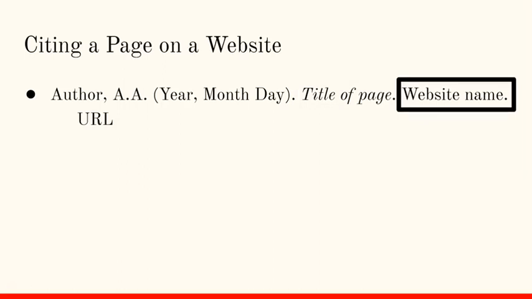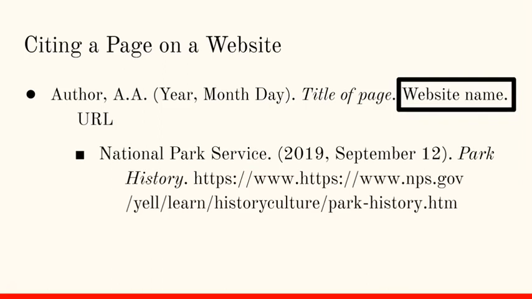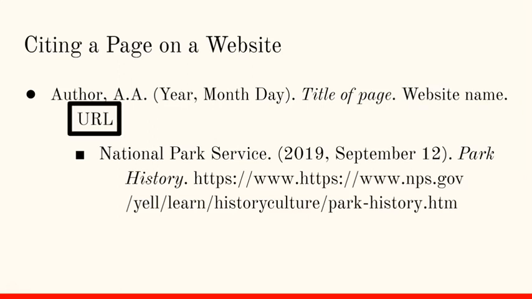Sometimes, when the author name is an organization, the website name and the author name will be the same. In this case, you will omit the website name. In my example, you can see that this is the case. Because the National Park Service is both the website name and the author, I only include it in the author name section of my citation. These citations are always ended with the URL of the web page, with no ending punctuation and written exactly as you have found it.